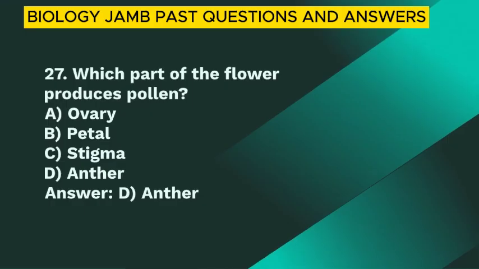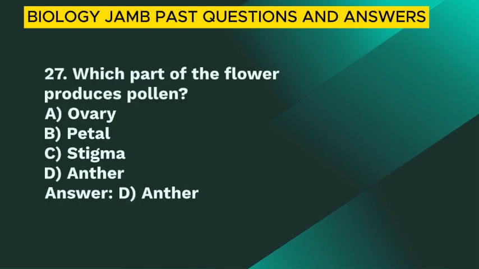Question number 27. Which part of the flower produces pollen? A. Ovary, B. Petal, C. Stigma, D. Anther. The answer is D, which is anther.